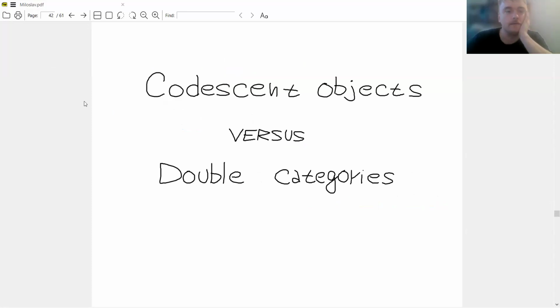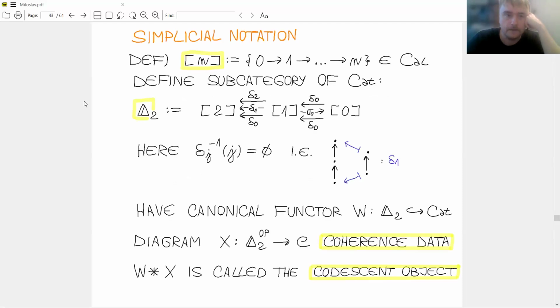As I said, the goal of this part is to put these results above, which are quite elementary, I believe, into some wider perspective of two-category theory. So let me recall some simplicial notation first, which is unfortunately unavoidable. I will denote by N the linearly ordered category of ordinals, this ordered set, and I will regard it as a category.